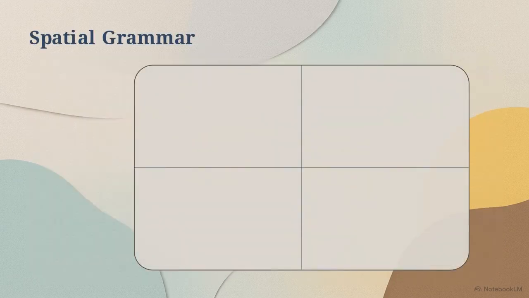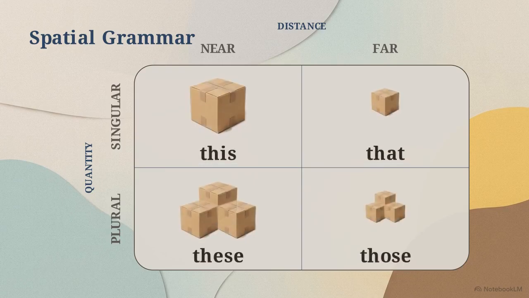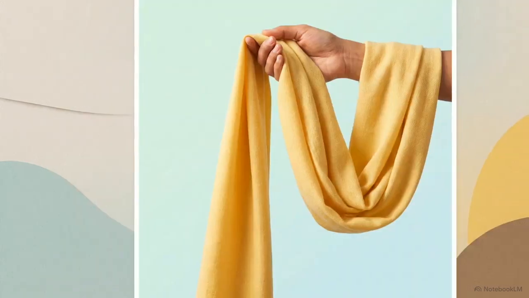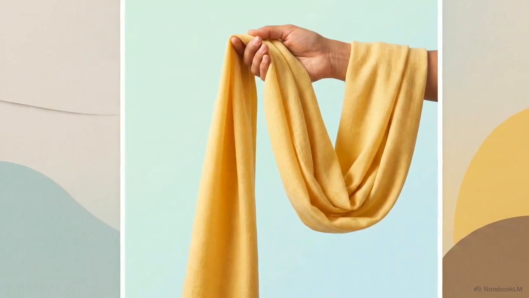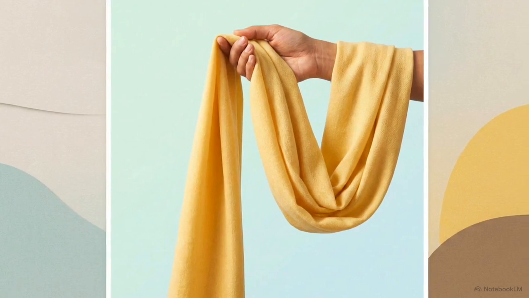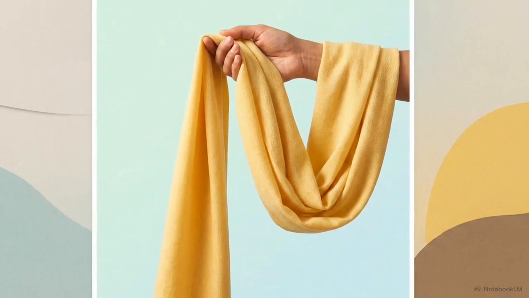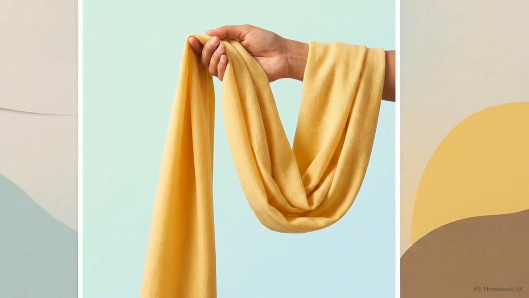Standing at the clothing racks requires spatial grammar. To point things out, you need 4 demonstratives: this, that, these, and those. If you are holding a single item, use this. For example, how much is this scarf? If that same scarf is out of reach, hanging across the aisle, use that.